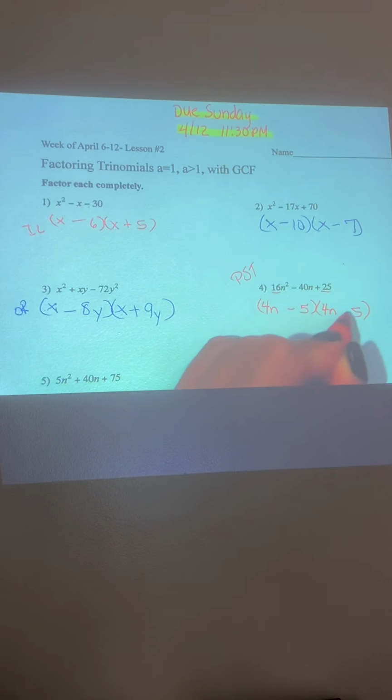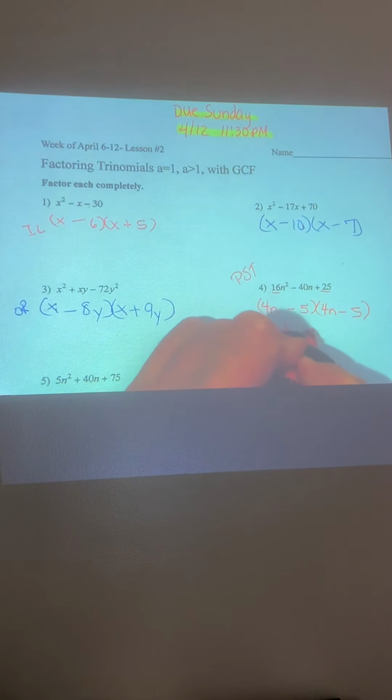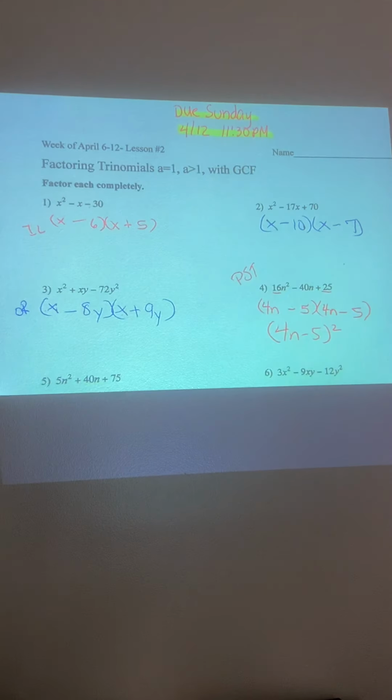Last term's a plus, middle term in both. We can take 4 and -5 and write it to the second power. Okay, next.